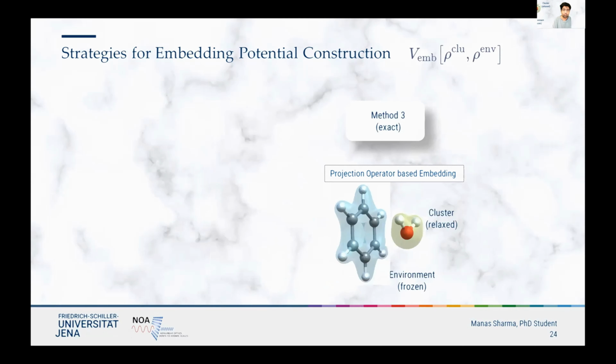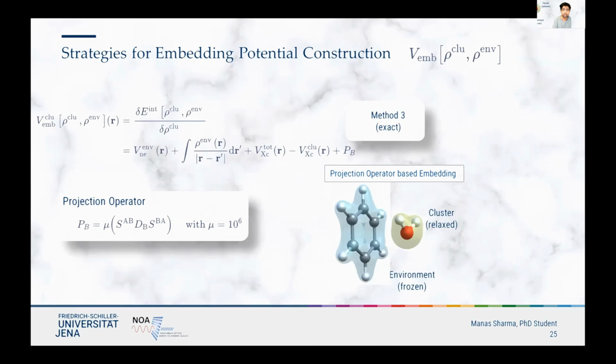And then we have this method 3, where basically it is the same as the method 1, but the need of the approximate kinetic energy density functionals is now circumvented by using a projection operator that basically orthogonalizes the orbitals of the cluster with respect to the environment and vice versa. So the formula is something like mu times the overlap matrix of one subsystem with respect to the other subsystem, then the density of the environment subsystem, then the overlap matrix of the environment subsystem with respect to the active or the cluster subsystem.